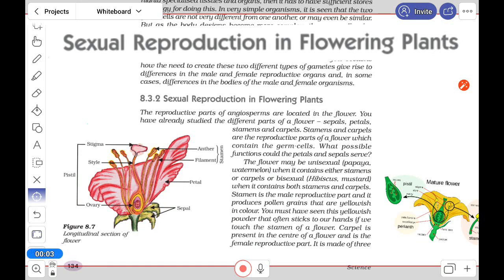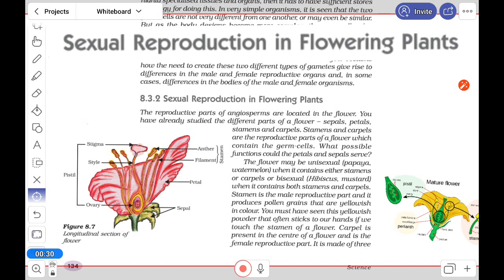Welcome to Bio class. Today we'll discuss sexual reproduction in flowering plants. Now we know that the reproductive part in plants, in angiosperms, is located in the flower. In the flower we get the male part and the female part. So first we have to know the different parts of the flower.